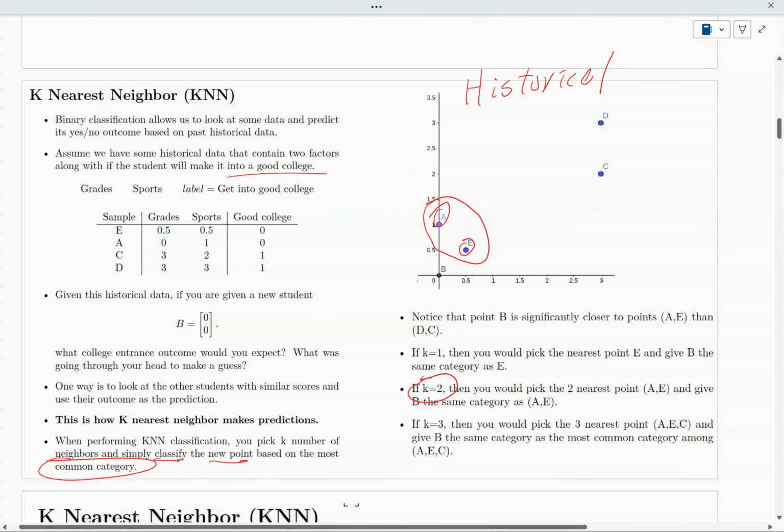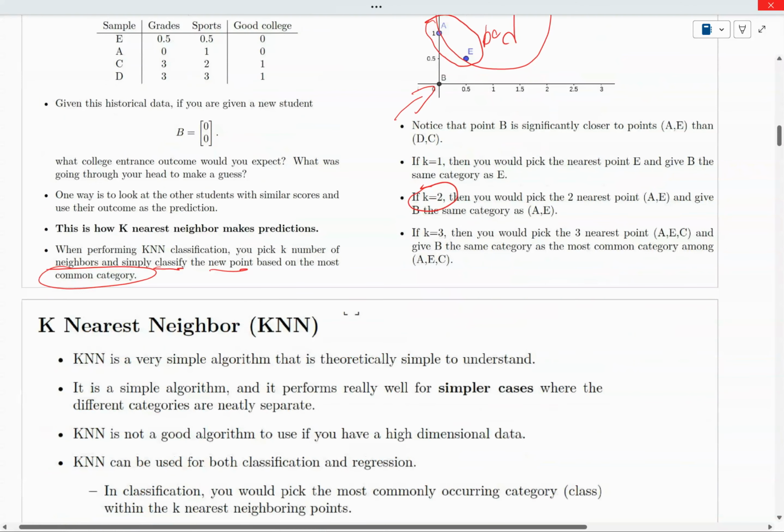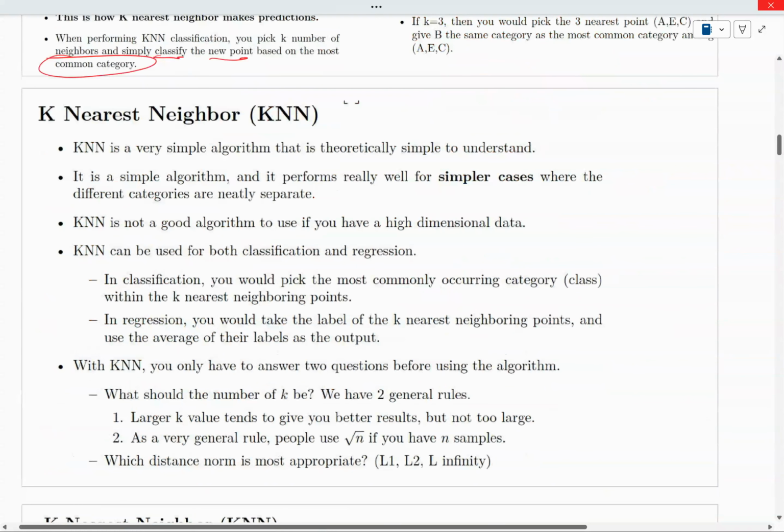And then if K is equal to 3, for example, you will have a good category, a bad category, and bad. And you will basically do a vote. Majority voted for bad, one voted for good. Therefore, you will say the student did not make it into a good college. Okay. So that's basically it. K nearest neighbor is a very, very simple algorithm.